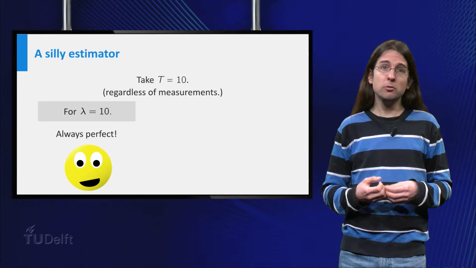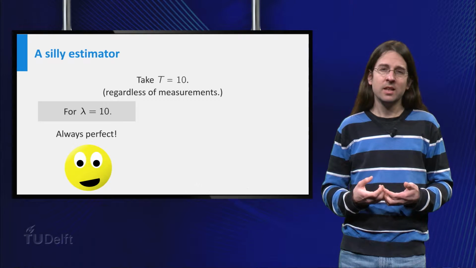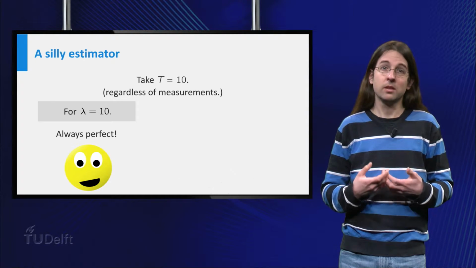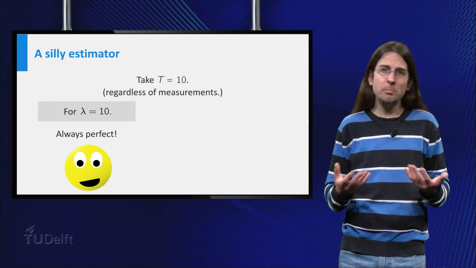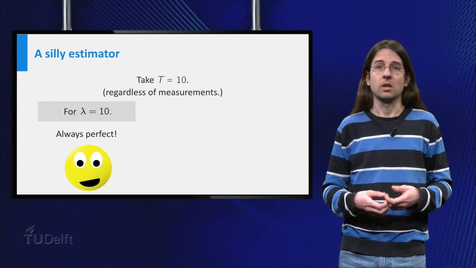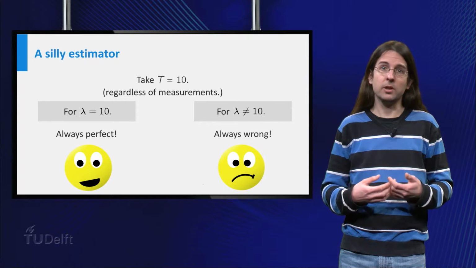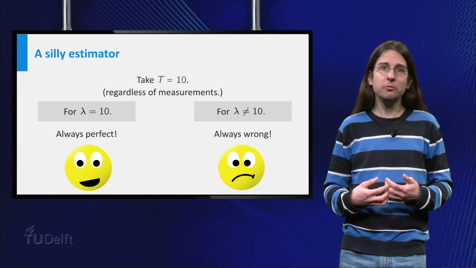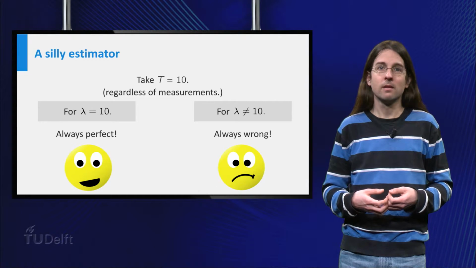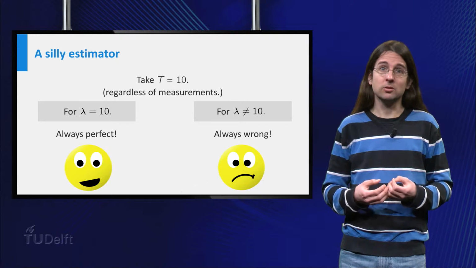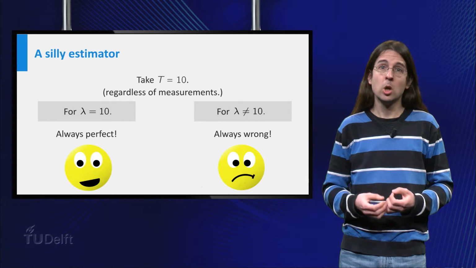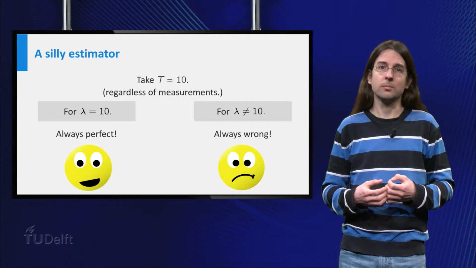Now, if the true value of lambda equals 10, then having the rather silly estimator 10 for all outcomes of the experiment would of course be perfect. However, for other values of lambda, this estimator would perform rather dismally. Thus, we need to find an estimator which is typically close to the true value of lambda for all possible values lambda can take.